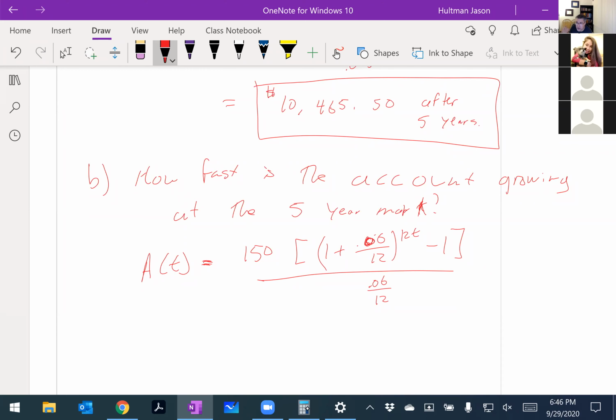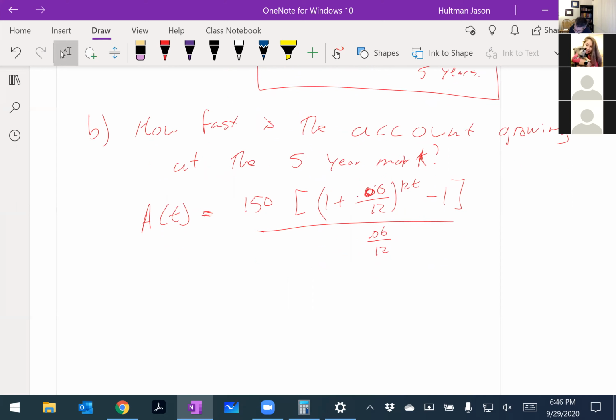I wait until after I take the derivative. Once I take the derivative, then and only then do I substitute in for t. If I don't take the derivative, then all I've done is substitute in for the 5, and it will give us the exact same answer we got before.